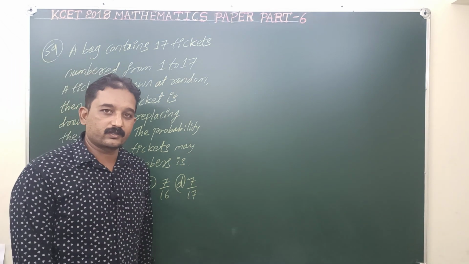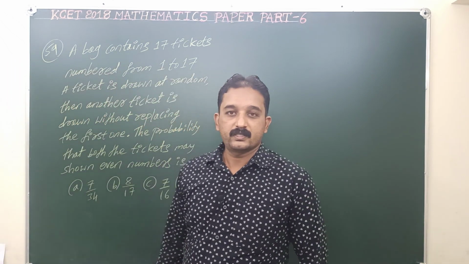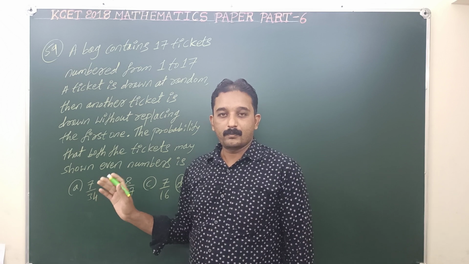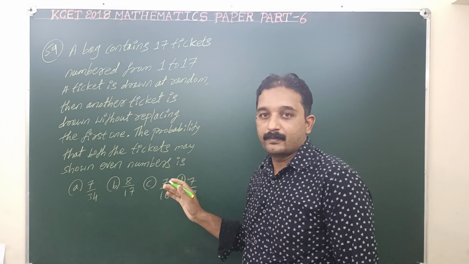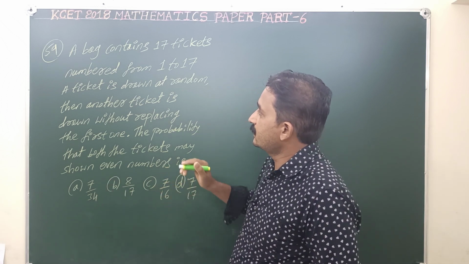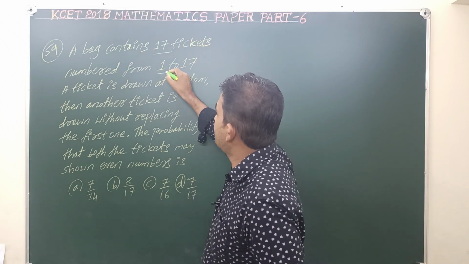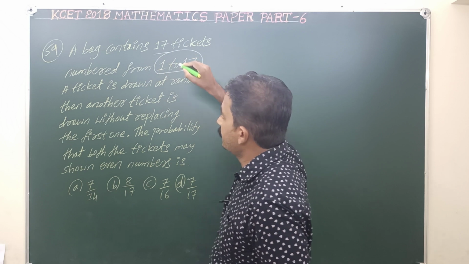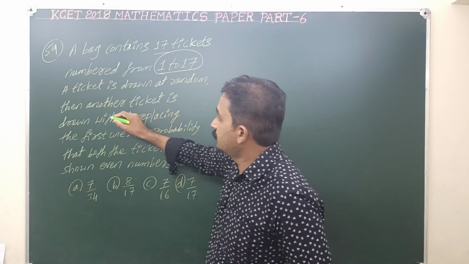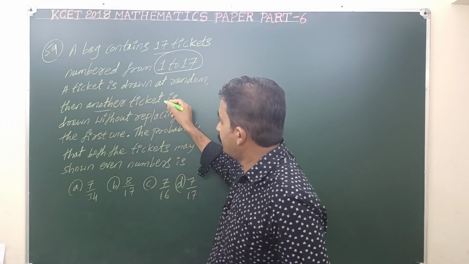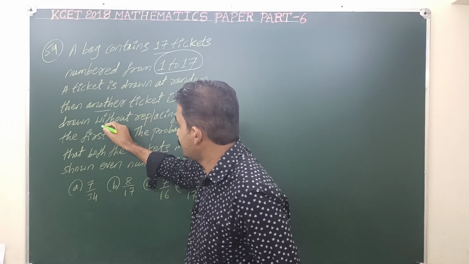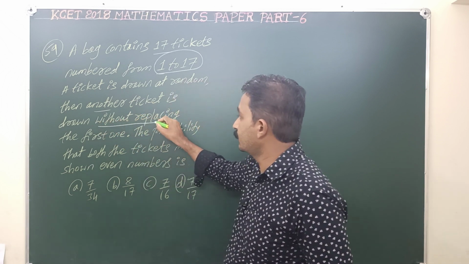So now let us move on to question number 59. This question is once again based on the chapter probability, particularly the multiplication theorem rule. Let us see the question in this case. A bag contains 17 tickets, numbered from 1 to 17. A ticket is drawn at random, then another ticket is drawn without replacement. Here very important, without replacement.